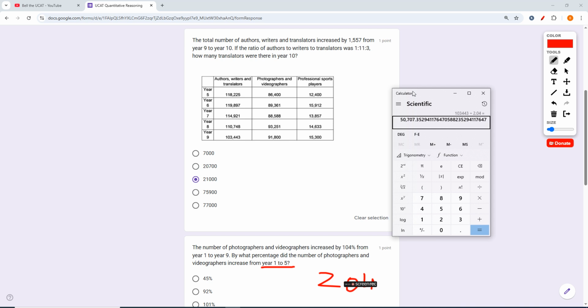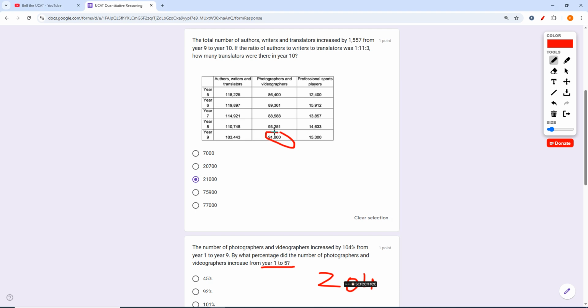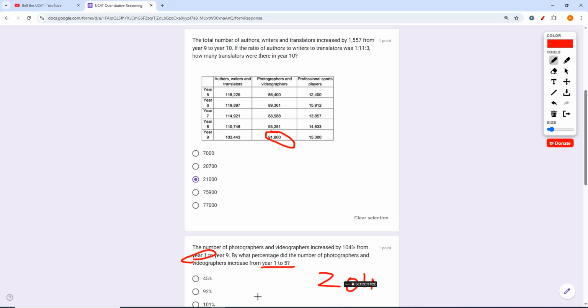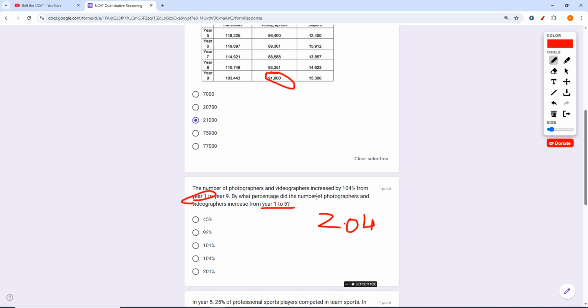Oh, sorry. Why am I doing that? Sorry, you're using this number here, 91. I beg your pardon. So do I have 91,800? Divide that by 2.04. Do I have 45,000? Got it. That means in year 1 we had 45,000. So the multiplier was 2.04, and 45,000.